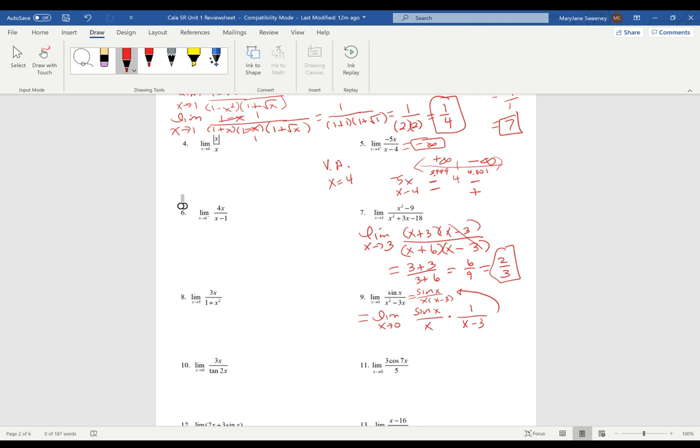And then, if I think about doing the limit as x approaches 0 of sine x over x times the limit as x approaches 0 of 1 over x minus 3, this one is that rule where you have to know it's 1. This one I plug in, so it's 1 times negative 1/3, which is negative 1/3.